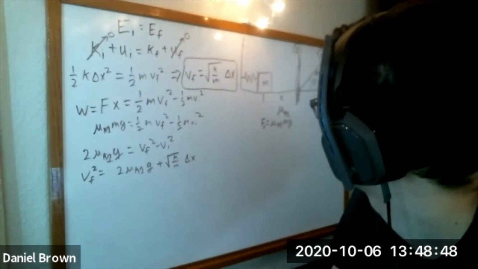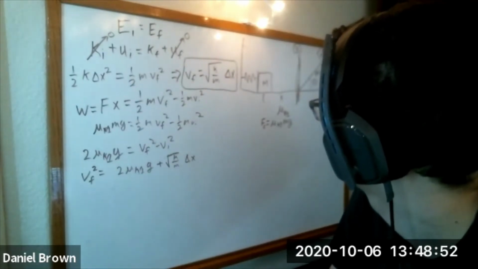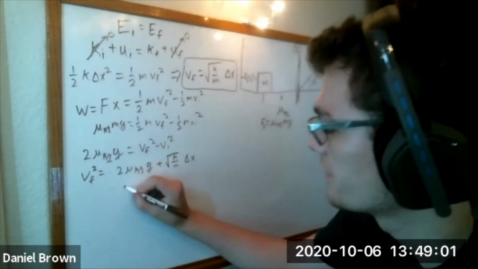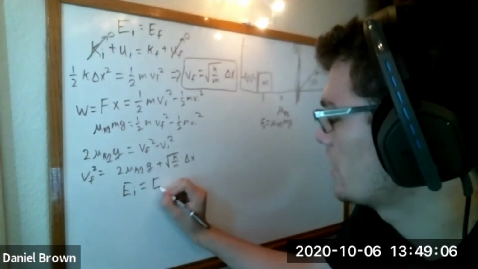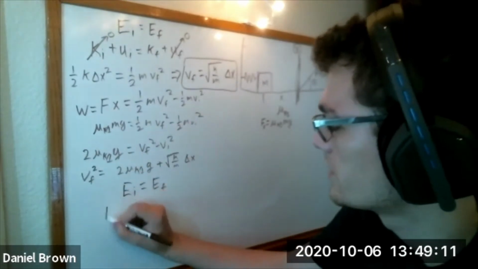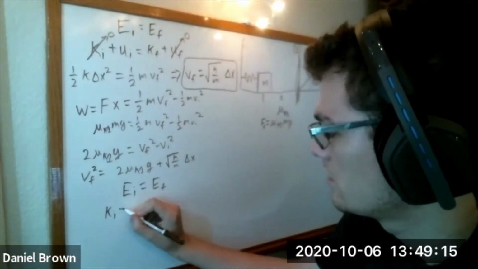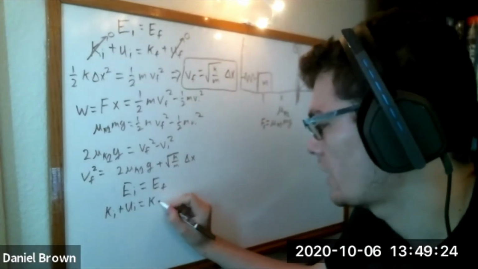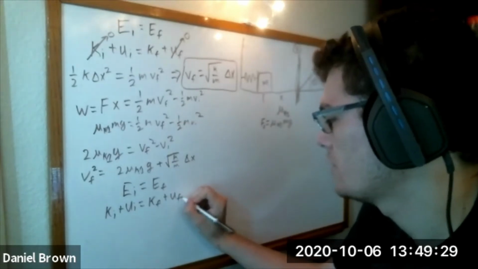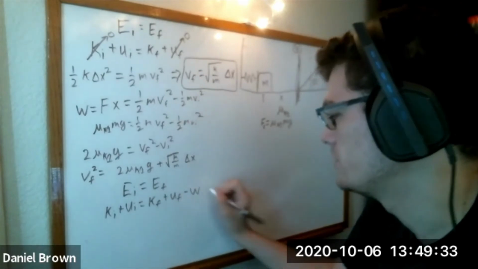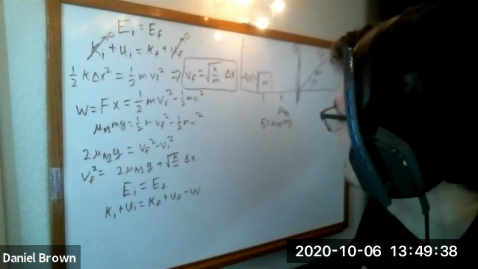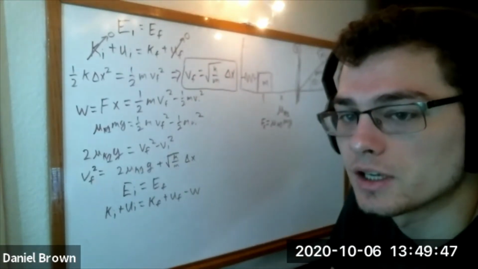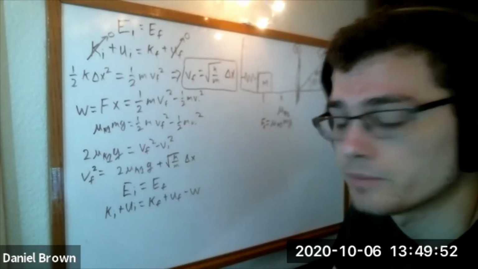So next up, we have to find how far the box gets up this ramp here. And so in that case, we have to write another energy conservation statement where EI is equal to EF. And now in this case, we can break this down into its components. KI plus UI is equal to KF plus UF, and this is going to be a minus W. So we have to add this negative term for work here, because this box is going to be losing energy as it goes up the plane.